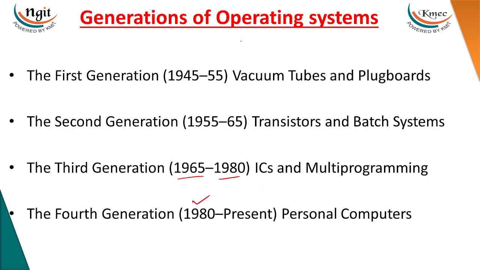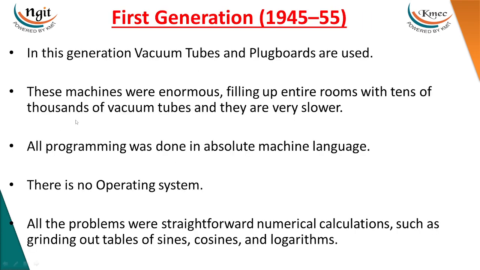Okay. So let's come to the first generation. In this generation, the computers are made up of vacuum tubes and plug boards. The machines are enormous, mostly filling entire rooms, with tens of thousands of vacuum tubes. And these are very much slower than the current machines, the PCs that we are using. For programming, we have to do it entirely in machine language. What is machine language? The programming is done in zeros and ones. That is your machine language.